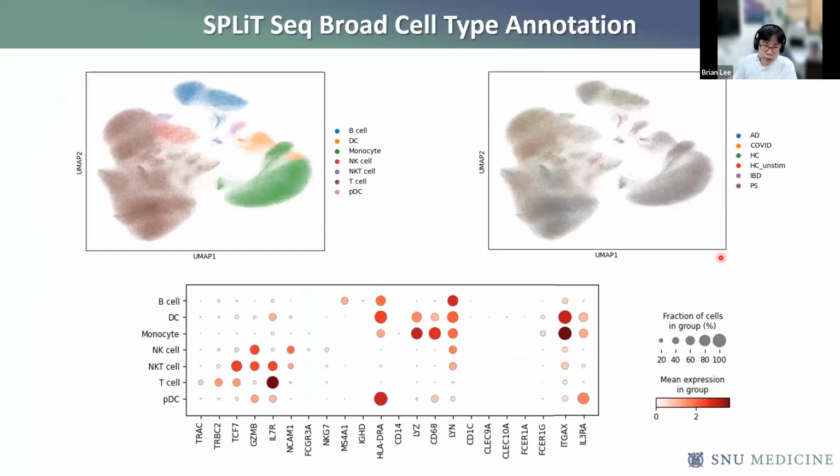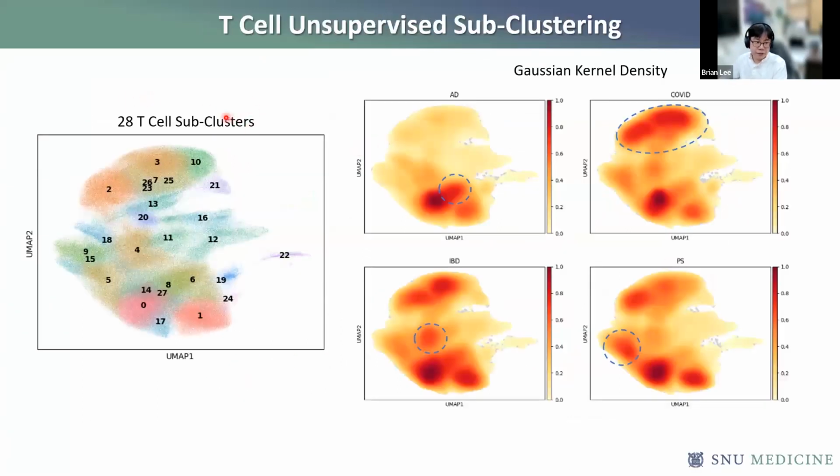And so once we've got sequencing data back, this is all 1 million cells. I first annotated broad cell types like B cells, dendritic cells, monocytes, NK cells, NKT cells, T cells, and PDCs. And then this is the UMAP of the different diseases. After the annotation of these, I really wanted to focus on the NKT cell and T cell populations. And so I took all those T cells and then did subclustering of those T cells.